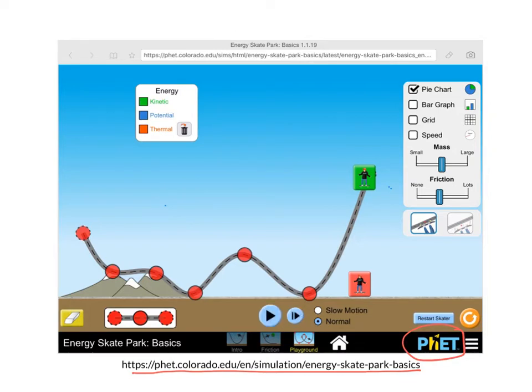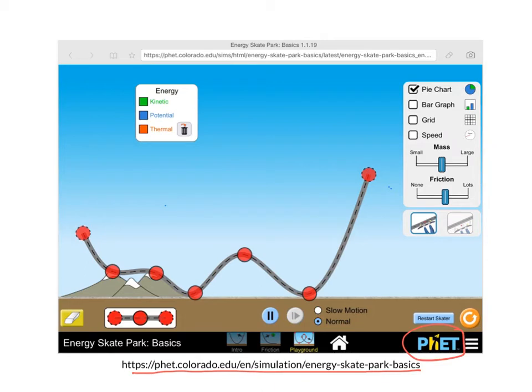Oops. Restart skater. I've got to add a little more friction, because I don't want him to leave. So you can see as he continues to go back and forth, that orange bar gets bigger and bigger until he stops. So all the green is gone when he stops. All that's left is orange and blue.